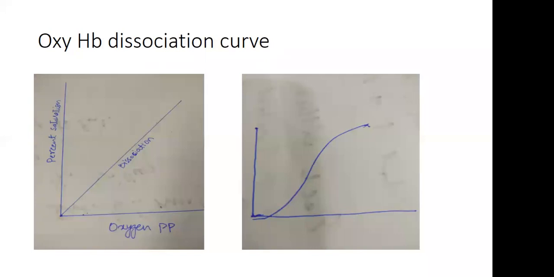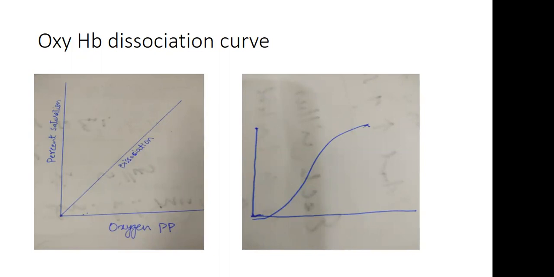And we will see it later on that with each decrease in the partial pressure, there should be some decrease in the affinity of the hemoglobin for oxygen. And the oxygen should be dissociated. That's why it is called the dissociation curve.